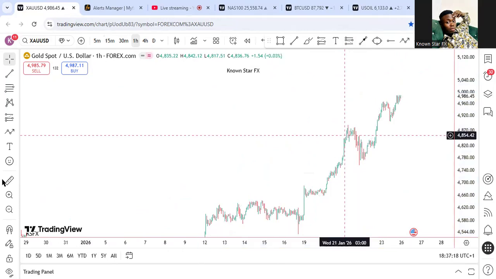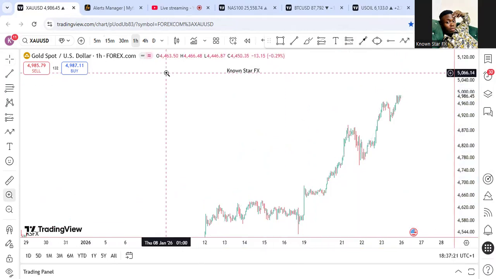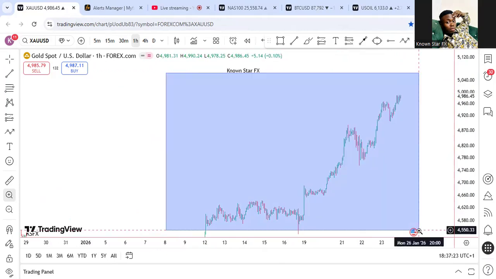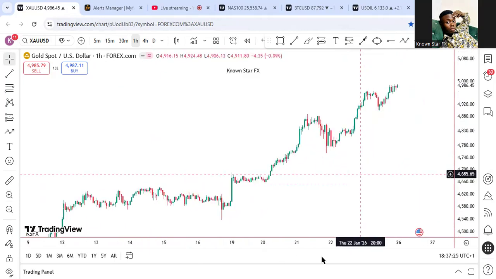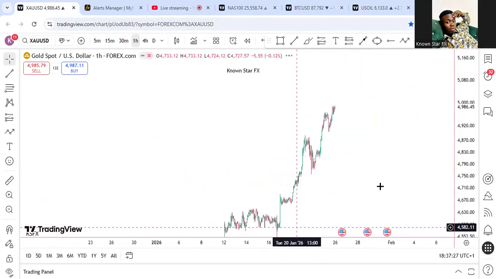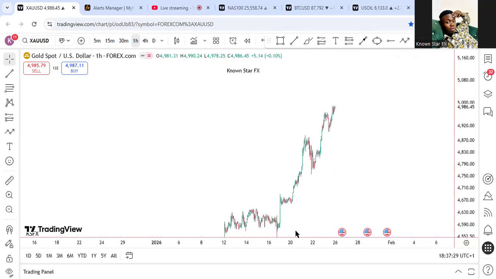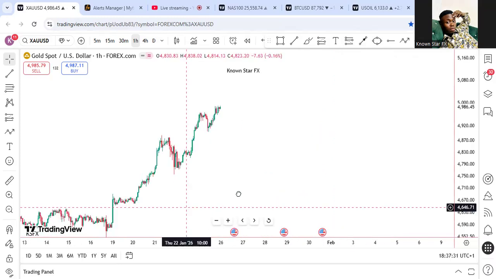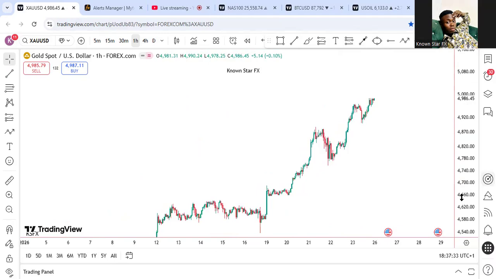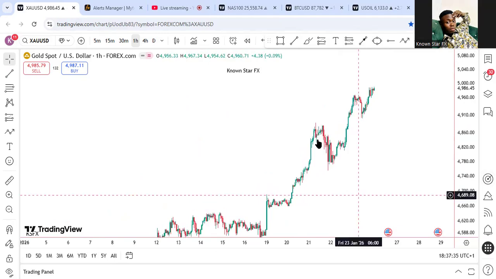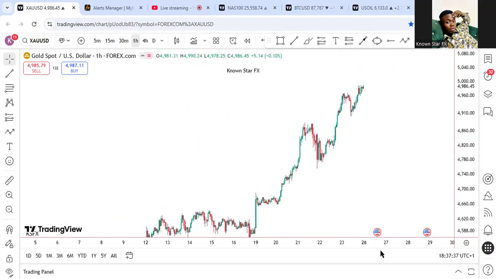Now, looking at what is happening right here on the 1 hour time frame, it's still very, very obvious that the buyers are strongly in control of this market, and they are ready. I tell you, they are ready to push price as high as possible. They are not showing any sign of weakness at all, right?